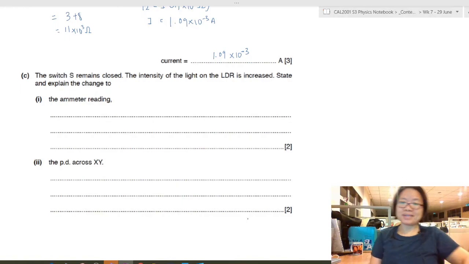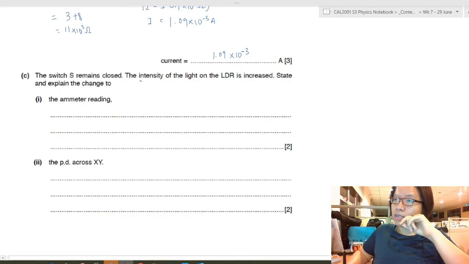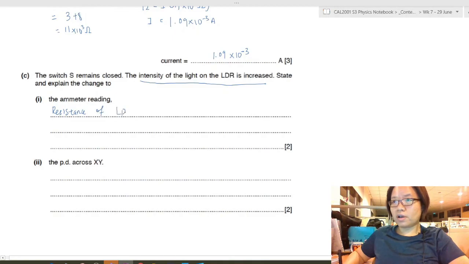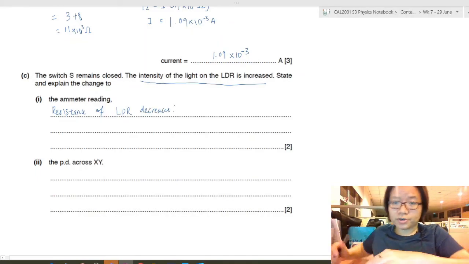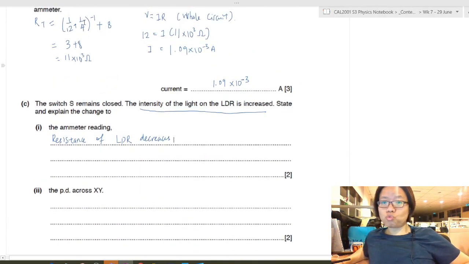Okay, one by one. People don't like this kind of question. They see lines, they panic. You do not panic. You got this. Okay, so intensity of light is increased. First thing you need to mention is what happens to the resistance of the LDR. So when the light intensity increases, resistance of LDR decreases. So for example, previously the LDR was 4, maybe now it becomes 2.